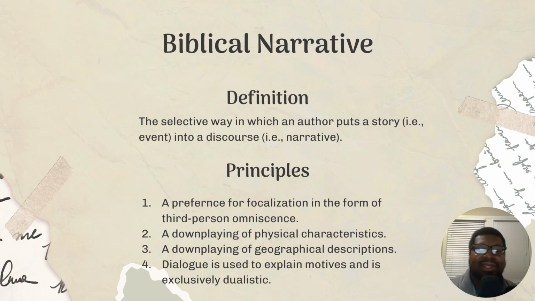And then the last thing is that dialogue is used to explain motives and is exclusively dualistic. Let me break that down into two parts. Dialogue is always used to explain a character's motive. So you can walk through the story, and what the characters say is often going to characterize how they feel and what they want to do. That's unique in the way in which the Hebrew Bible does it, so that you can expect not to get inner monologues or the narrator showing up to tell you exactly how they feel. Normally, what they say is going to reveal what's in their heart, which overflows in what they say.